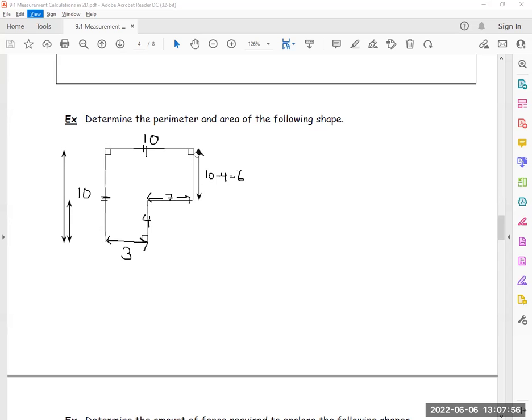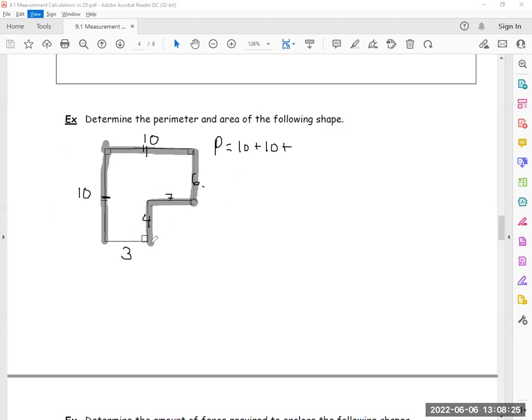So let's clear this up a little bit. I know, that's why I drew it in. So let's do it. Perimeter. 10. 6, 7, 4, 3.